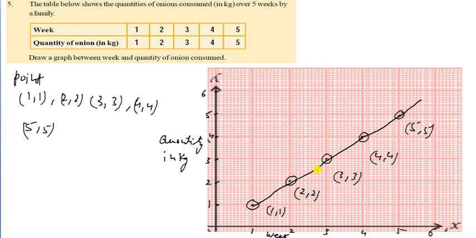You can draw with the help of a scale, not only this one. So you can write here the scale: at x-axis, 1 unit is equal to 1 centimeter, and at y-axis, 1 unit is equal to 1 centimeter. Both are the same.